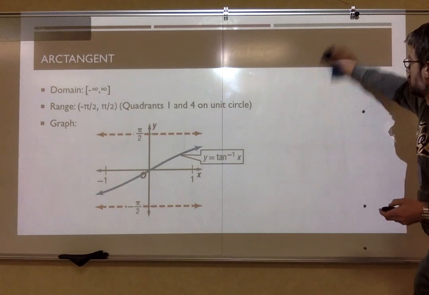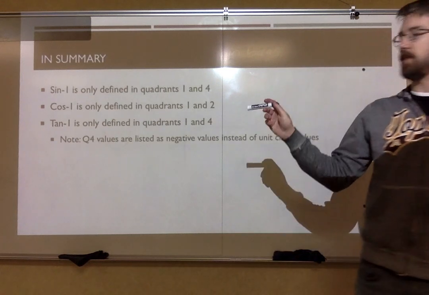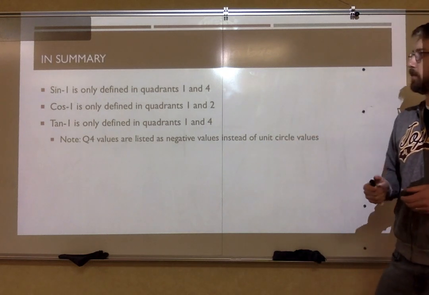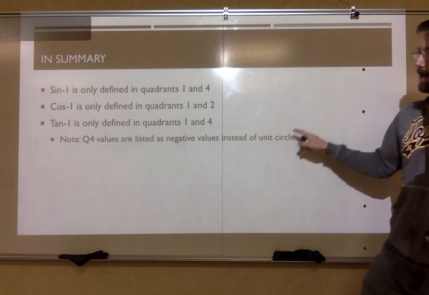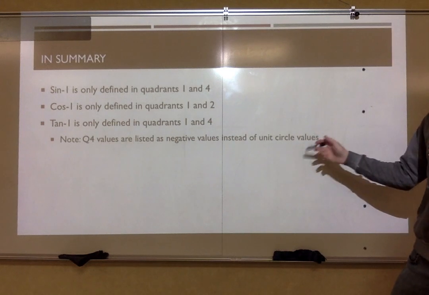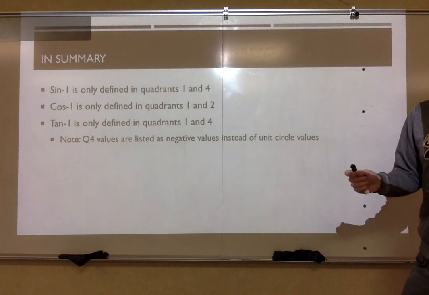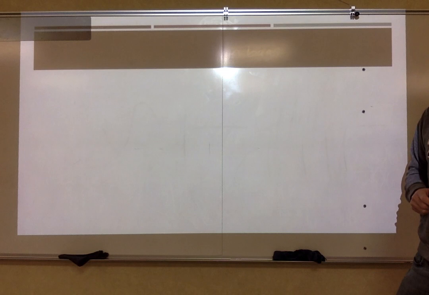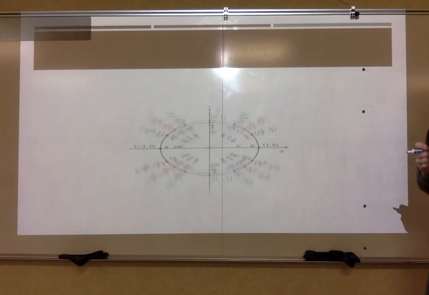All right, so in summary, a couple of things to try to remember with this. Sine inverse is only defined in quadrants 1 and 4, cosine in 1 and 2, tangent in 1 and 4. And those quadrant 4 values are going to be negative instead of the unit circle values. So we're going to take some negative coterminal values when we're working with this. And here's what I mean by that. Look at that fancy animation.